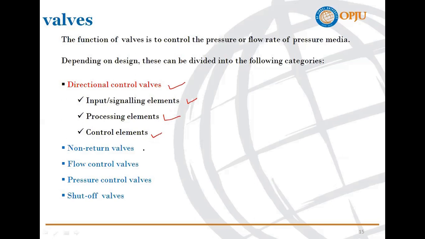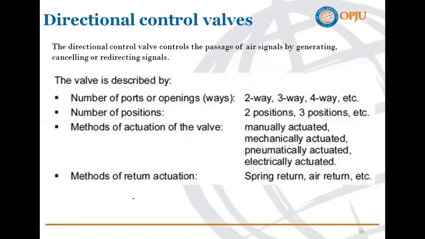Then besides the directional control valve, there can be a non-return valve, a flow control valve, a pressure control valve, or a shut-off valve. So let's see in detail one by one. First we will see the directional control valve. The directional control valve can be used as an input element, as a processing element, or as a control element.